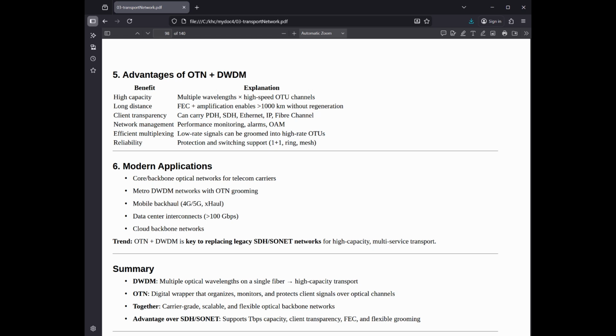Here are the primary modern applications: 1. Hyperscale Data Center Interconnect, DCI. Cloud giants like Google, Amazon AWS, and Microsoft operate massive data centers located hundreds of miles apart.